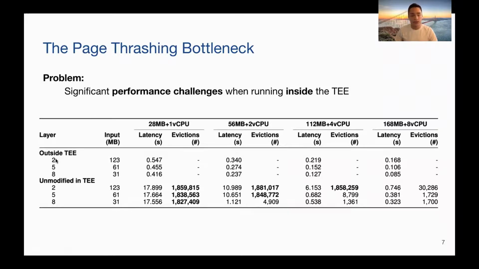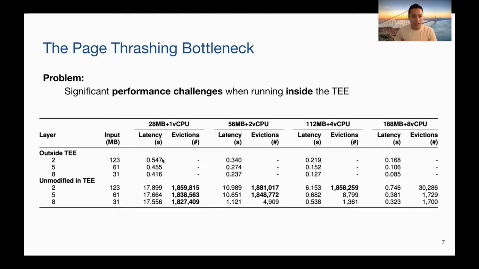biggest convolutional layers, so number 2, 5, and 8. Each column represents a TE configuration. The first one is 28 megabytes of secure memory, which is very small compared to VGG's requirement of about 1 gigabyte of memory, and one virtual CPU. And for different TE configurations, we have more memory and more CPUs, actually virtual CPUs, available.